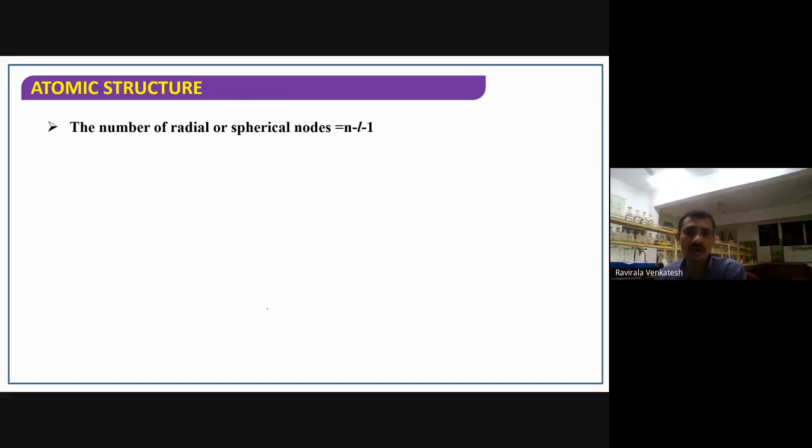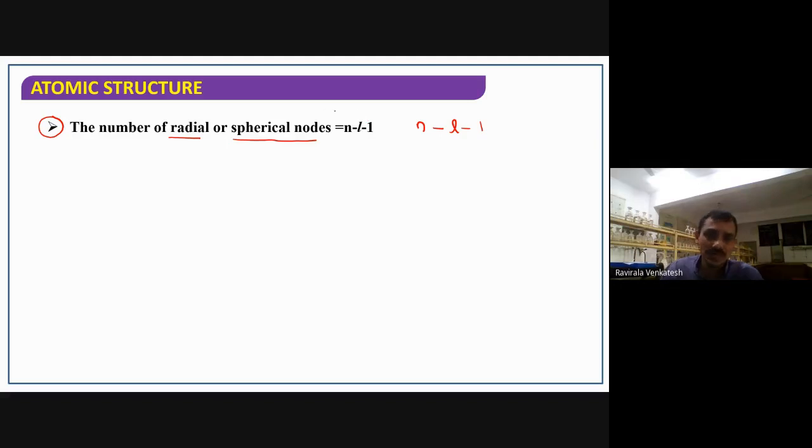Now, remember two formulas I will give you here, and whatever problems we discuss, note down these two formulas. How to calculate the number of radial and spherical nodes: the formula is n minus L minus 1. This is the formula for calculating radial nodes, or spherical nodes.